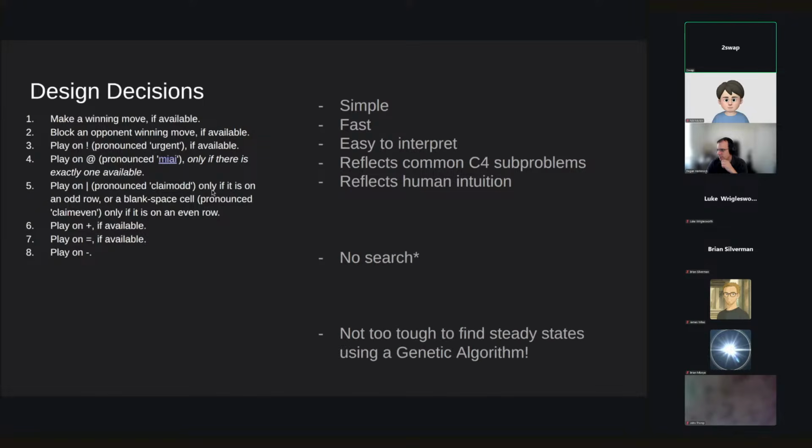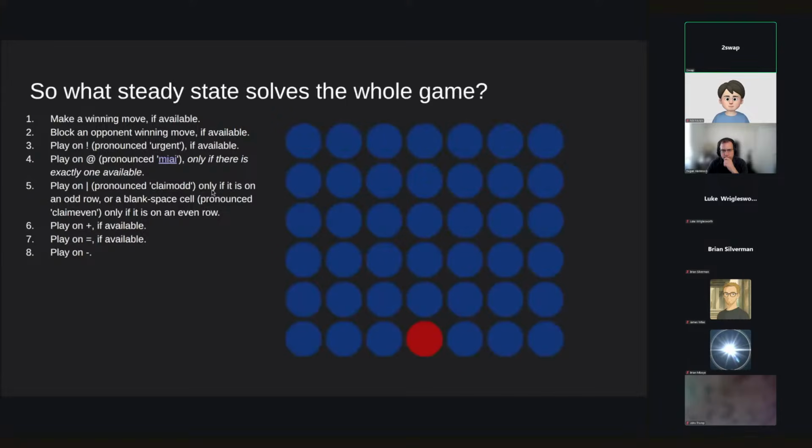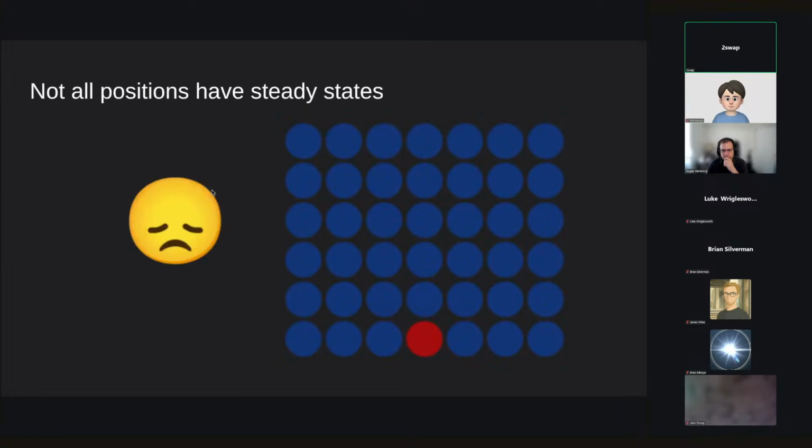Also, there's the extra bonus that you can find these pretty easily with a genetic algorithm. At first I was finding them by hand, but then I had to automate the identification of these programs, and it turns out genetic algorithms are good enough to come up with these things on the fly. Okay, so what steady state solves the whole game? Of course, there isn't one. This doesn't solve the problem entirely for us. That would be too convenient.